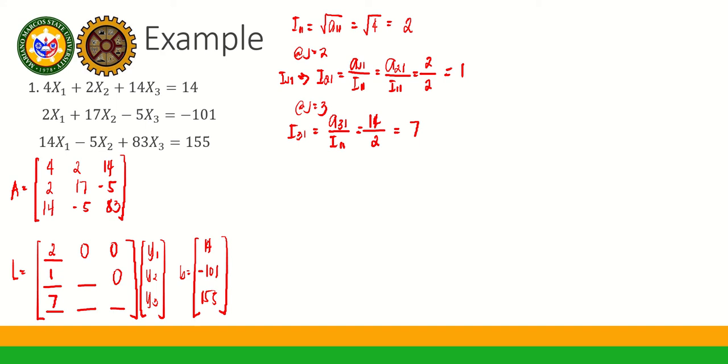Okay? Now, let us solve for l22. So that will be l22. Okay? So l22 natin at j equal to 2 is still at j equal to 2.